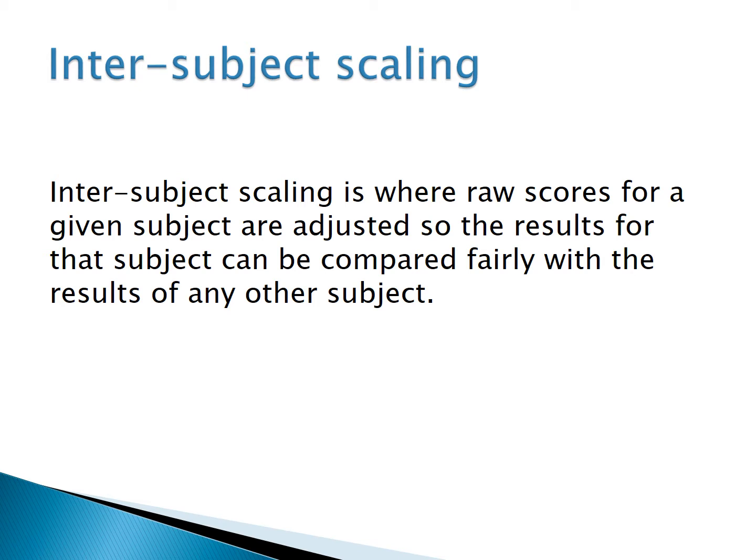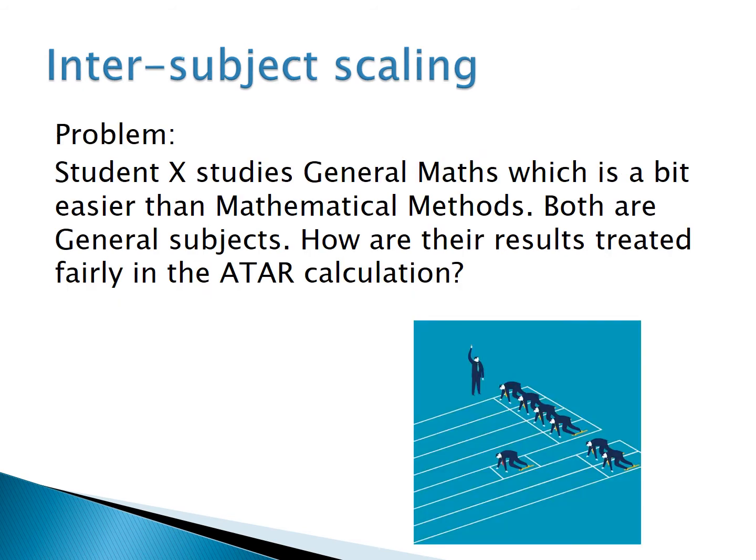Inter-subject scaling. That's where raw scores for a given subject are adjusted so the results for that subject can be compared fairly with the results of any other subject. For example, one student studies general maths, which is a bit easier than the mathematical methods subject. Both are general subjects. How are their results treated fairly in the ATAR calculation?